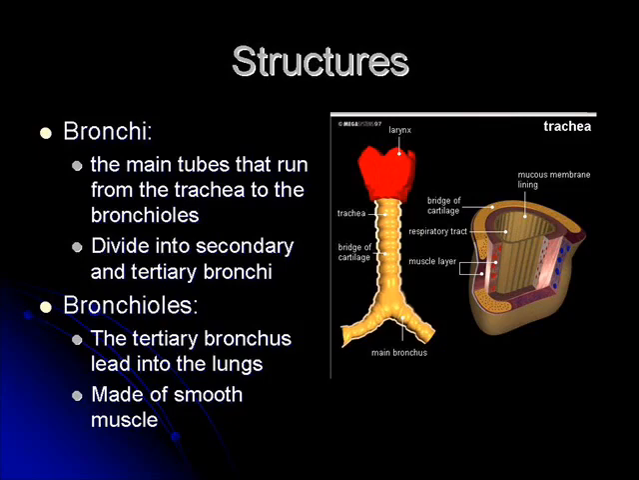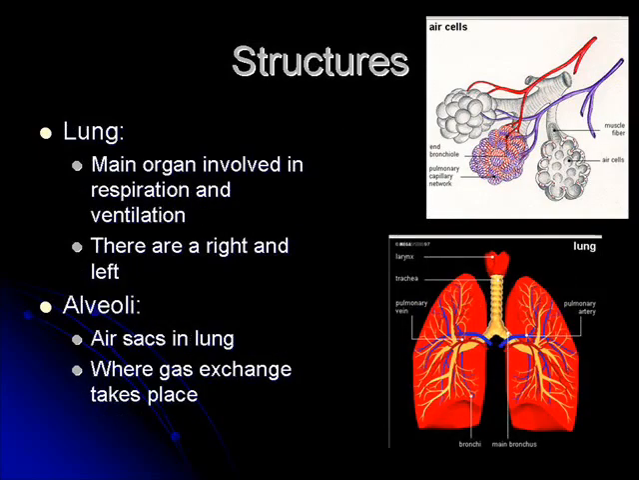These are made of smooth muscle, and they carry on and continue to break down into smaller and smaller tubes. And so as these bronchioles keep dividing and dividing, they finally end in these structures called alveoli. Now, these are air sacs in your lungs at the end of each one of all these finite branchings of the bronchioles. And this is where gas exchange actually takes place, where the process of respiration takes place.